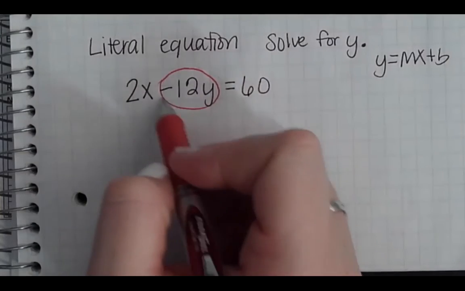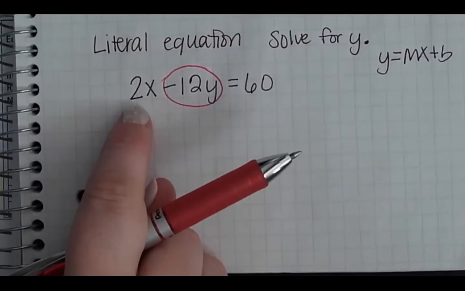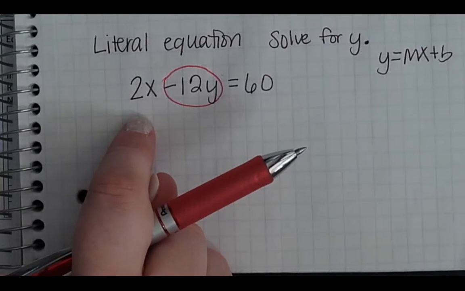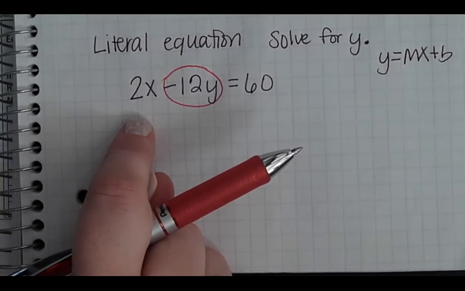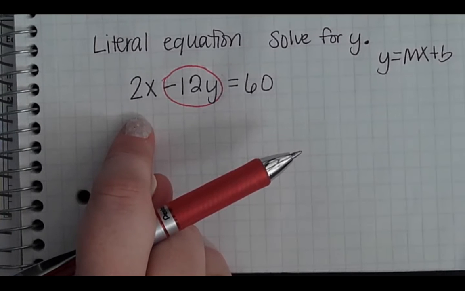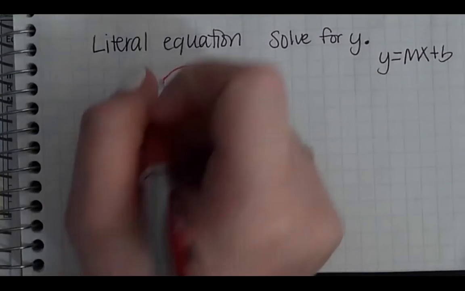So if I want to get that term by itself, what would I do with this 2x? I would move it over, but how do I move it over? Divide it. Not divide.